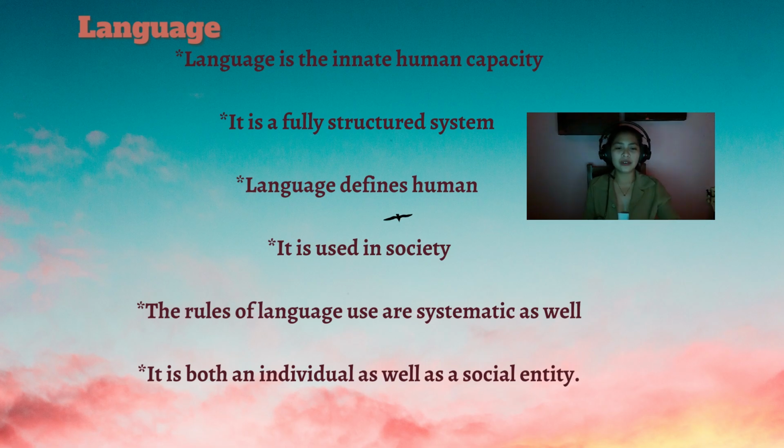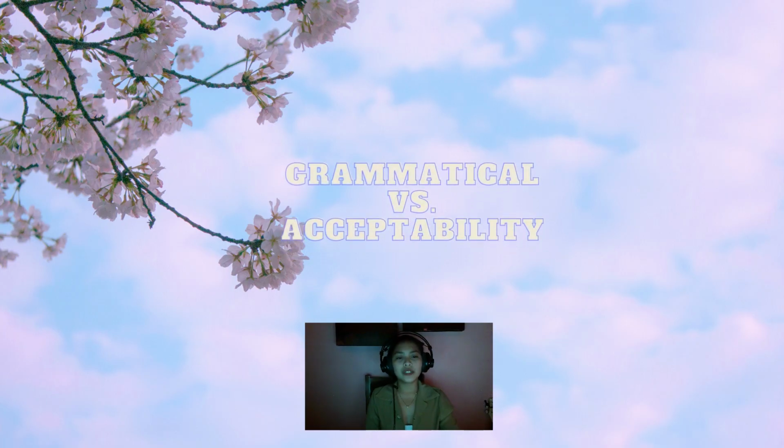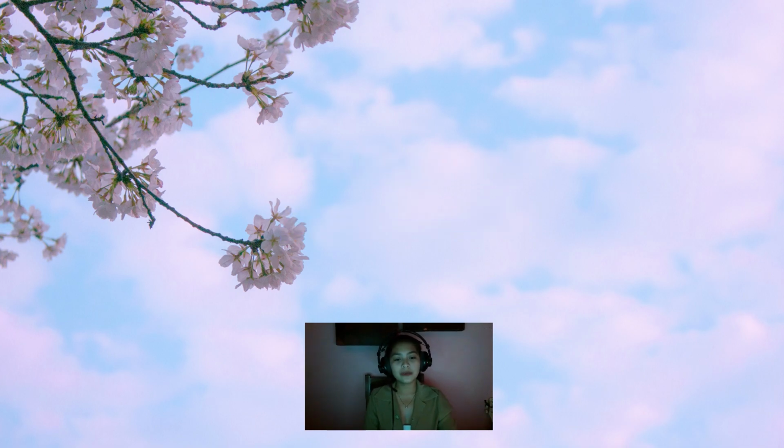And the rules of language use are systematic as well means that language and its components are utilized systematically, and society's norms of language usage are also extremely systematic, in the same way that we say language is organized. And it is both an individual as well as a social entity, meaning language exists on both individual and social levels. So let's proceed to grammatical versus acceptability.